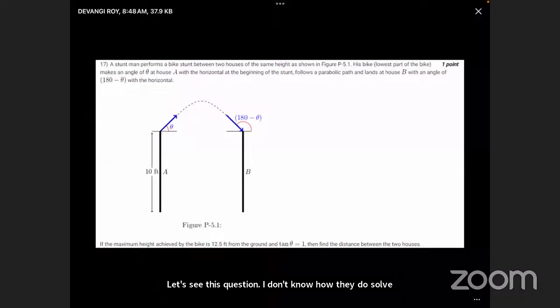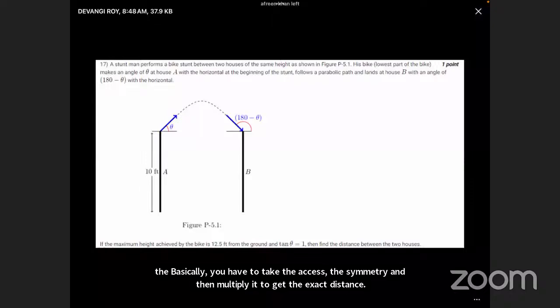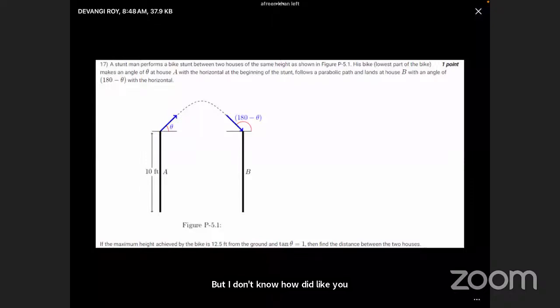You just have to calculate the vertex, and if you're able to calculate the vertex, you'll have to take the axis of symmetry and then multiply it by 2 to get the exact distance. But I don't know how you tried it, so maybe I'll have to check the method.